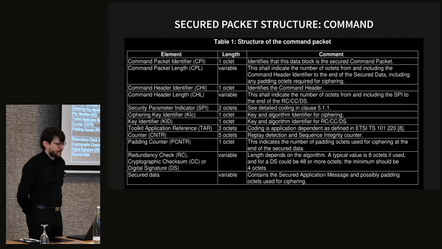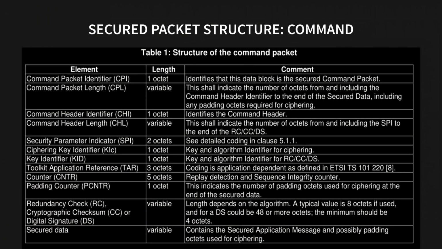We have the abstract generic part called the secured packet structure. This is for the command packet. It's actually quite strange that there's the generic spec and it already gives you the length of the various octets. It doesn't strictly say they have to be in this order, and then the specific transports sometimes override the sizes, how many octets a given field has. So take that with a grain of salt.